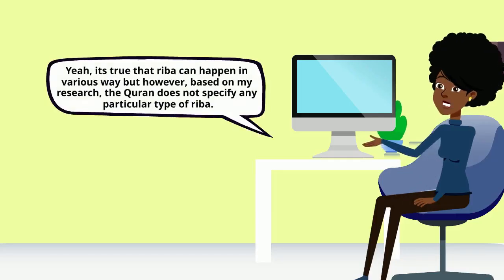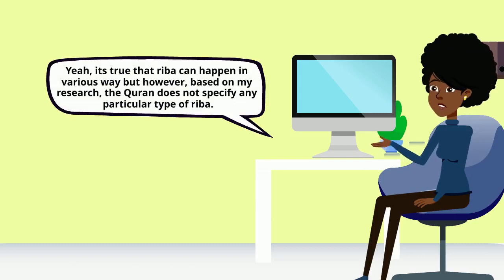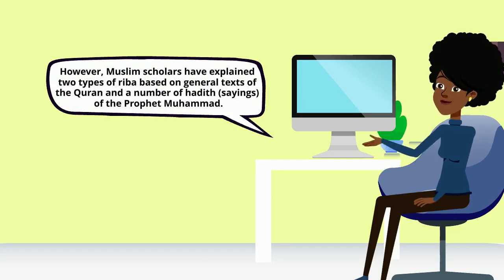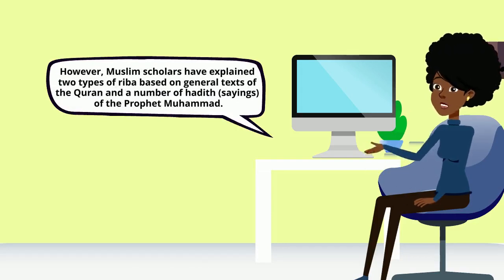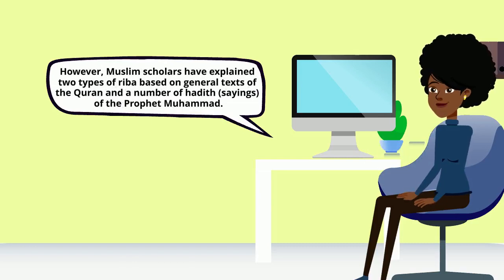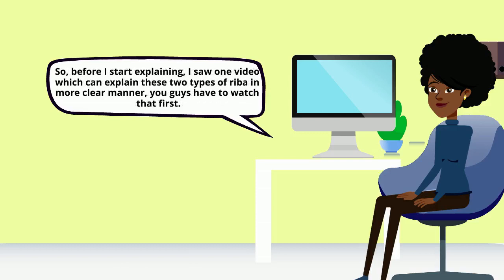Yeah, it's true. Riba can happen in various ways, but based on my research, the Quran does not specify any particular type of riba. However, Muslim scholars have explained two types of riba based on the general text of the Quran and a number of hadith, which are sayings of the Prophet Muhammad. Before I start explaining, I saw one video which explains these two types of riba in a clearer manner. You guys have to watch that first.